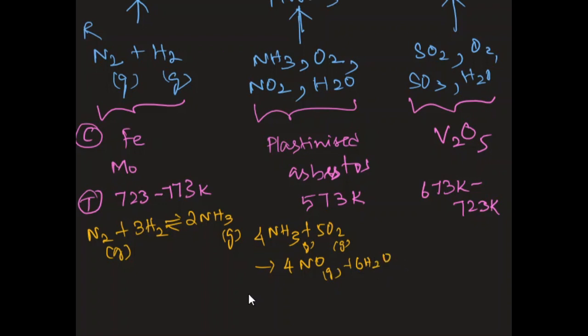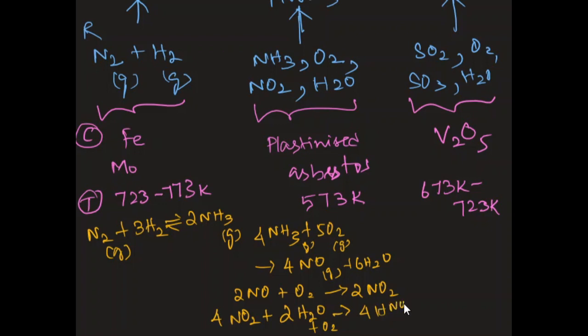And there is a second stage where 2 moles of nitrogen oxide combines with oxygen to give 2 moles of nitrogen dioxide. Then this 4 moles of nitrogen dioxide is combined with 2 moles of water, so that you are able to get 4 moles of nitric acid, along with oxygen.